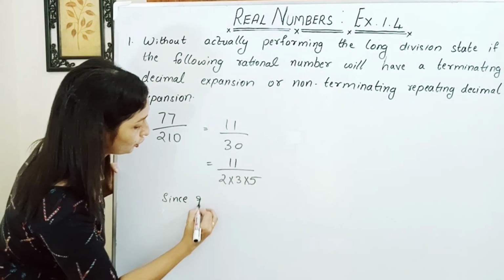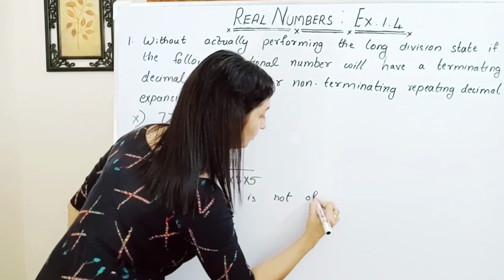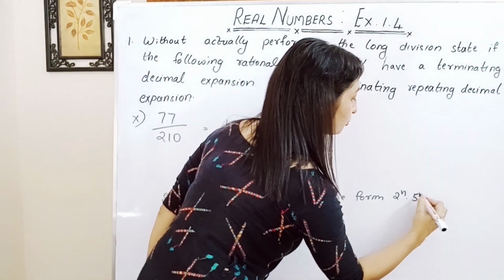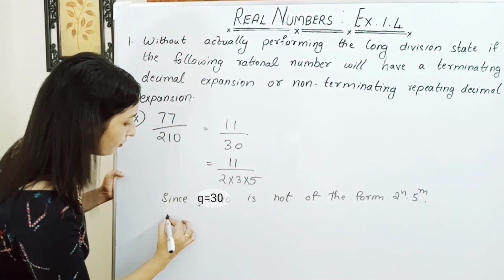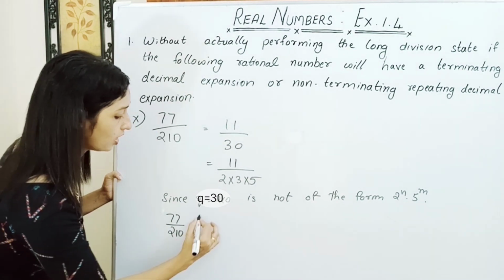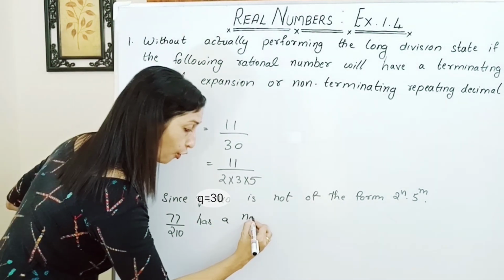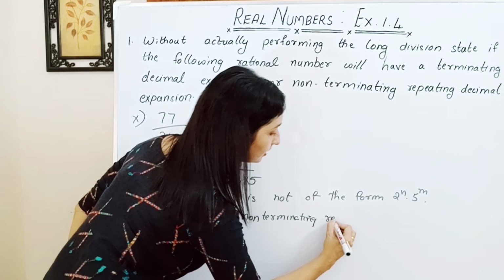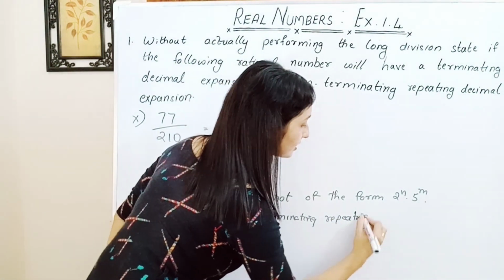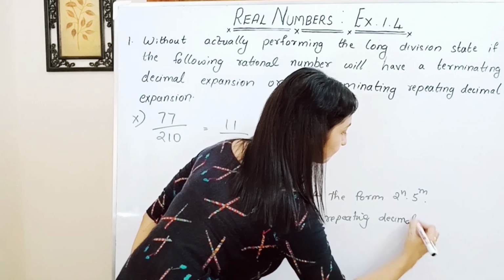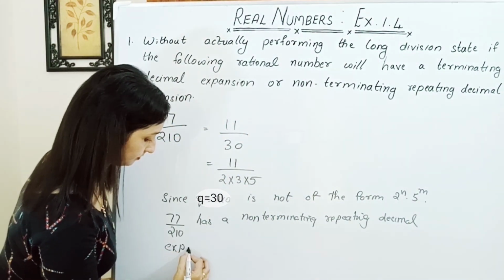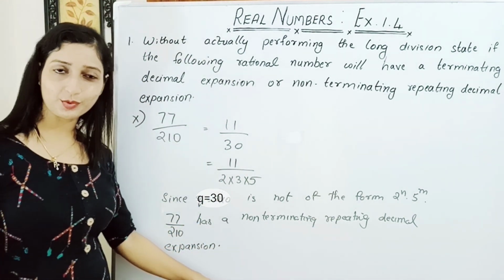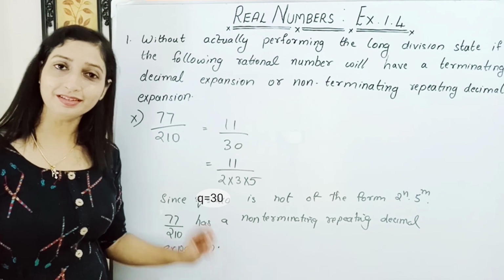Since q is not of the form 2 raised to n into 5 raised to m, the given rational number 77 by 210 has a non-terminating repeating decimal expansion. So that was our last subdivision of our first question. Let's move on to our next question, which is question number 2.